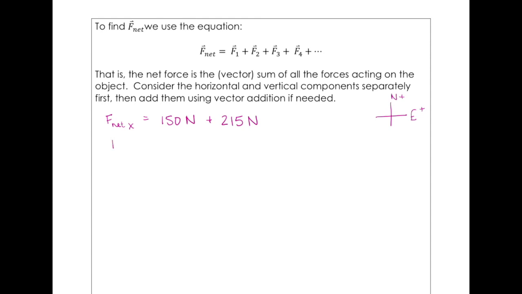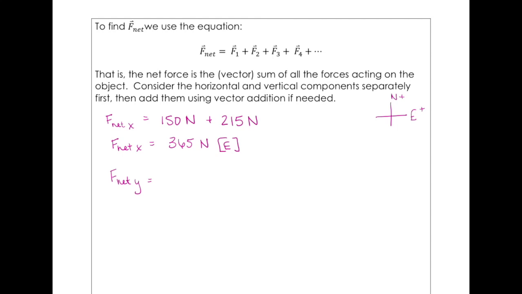So we will get a net force in the x direction of 365 newtons, and it is to the east. Okay, now we need to consider the vertical. So the net force in the y aspect would be our buoyant force and our gravitational force. Those were the two forces working in the vertical aspect.